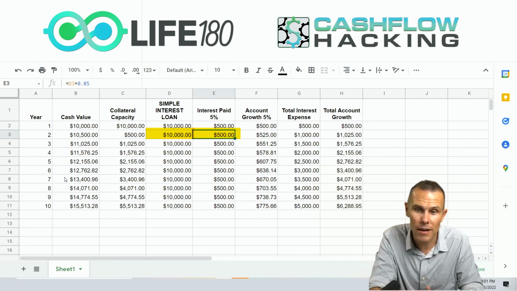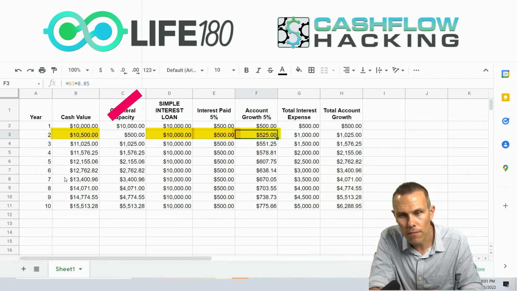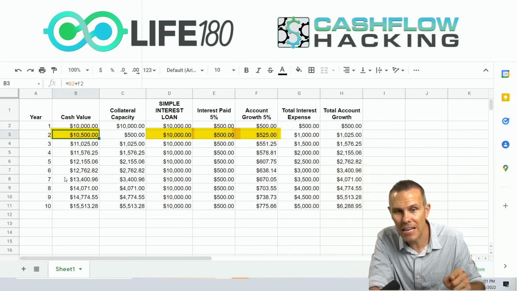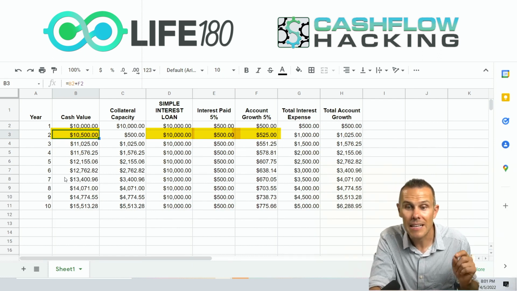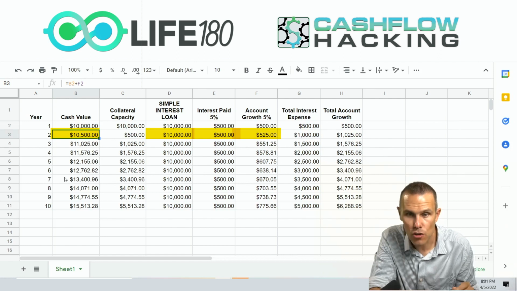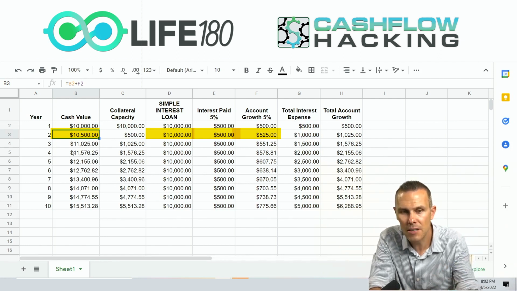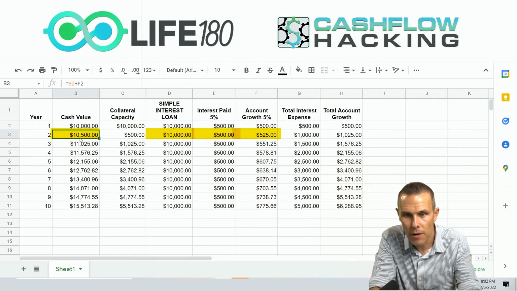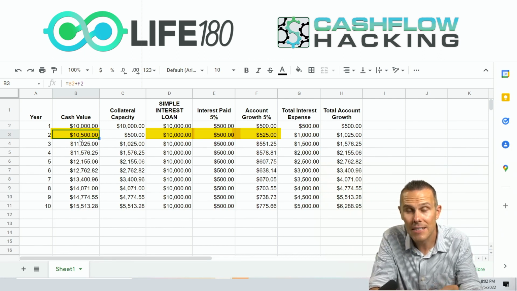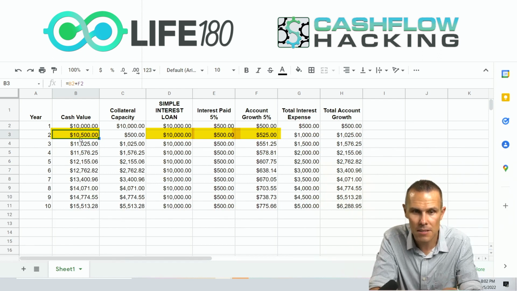Now, here's where it gets cool. You earn 5% on the $10,500 because this is compounding. Your cash value inside of your policy is compounding at 5%. So you pay the 5% simple interest every year. Meanwhile, because this money never stopped working for you, it's now earning 5% on a bigger number. This is the power of infinite banking. This is the power of utilizing whole life insurance as an asset.